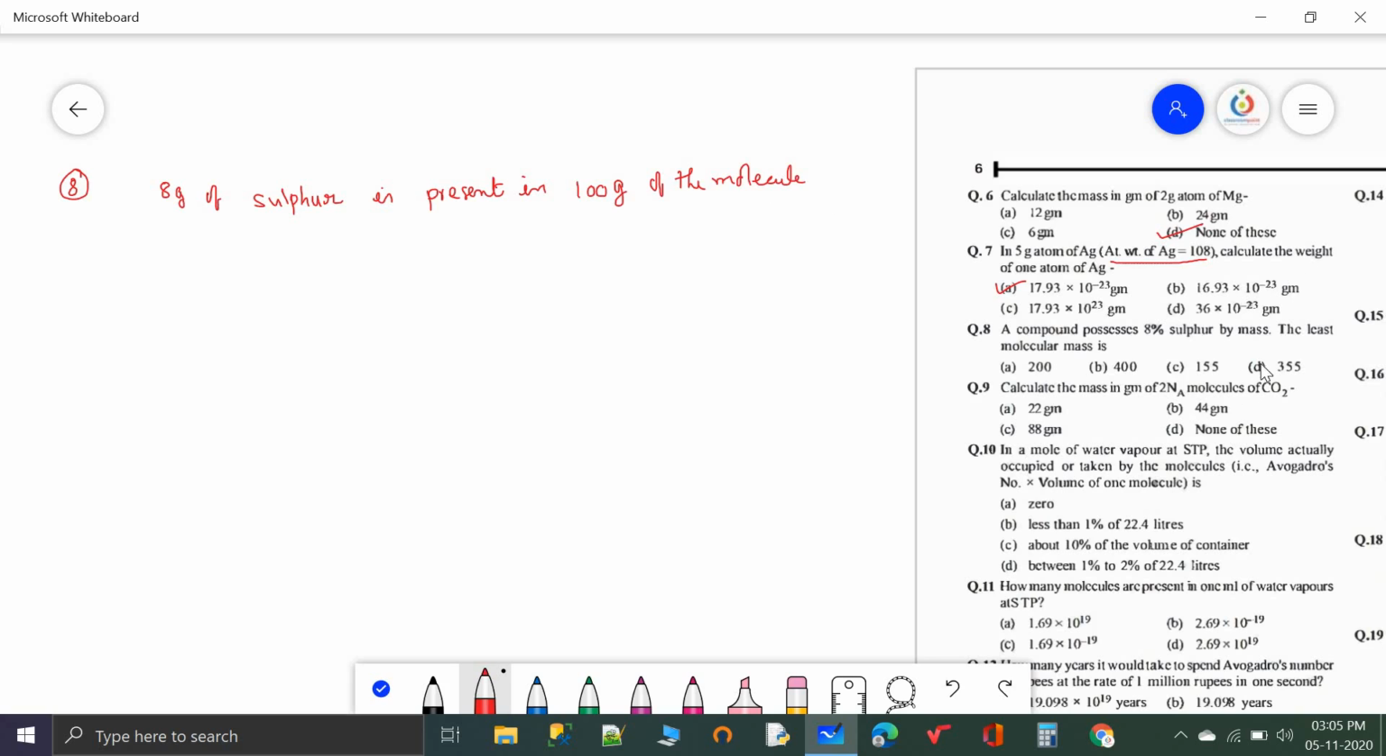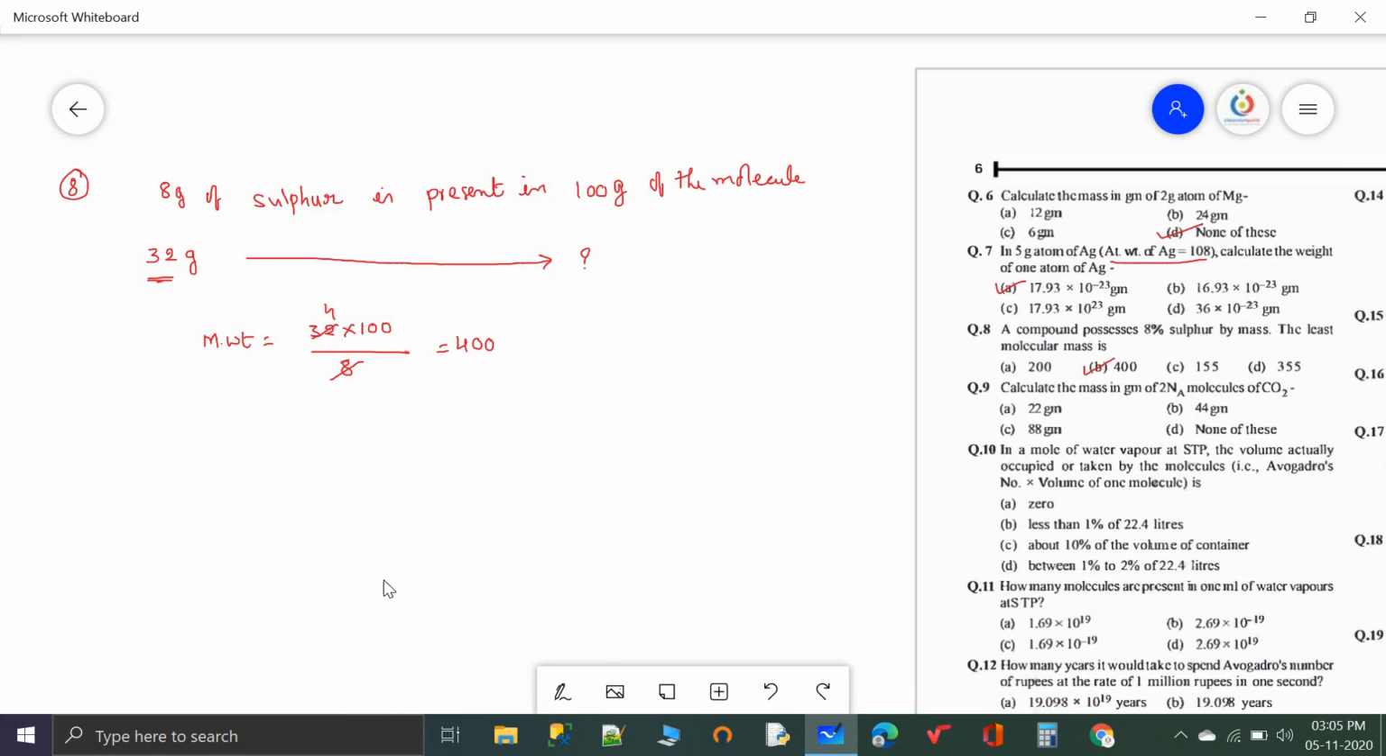They said the least molecular mass, which means at least one sulfur atom is present. One sulfur atom mass is 32 grams. So 32 grams of sulfur may be present in how many grams of the molecule? That mass of the molecule is the molecular mass. It is 32 into 100 divided by 8, which goes almost 4 times, that is equal to 400. So option B is correct.